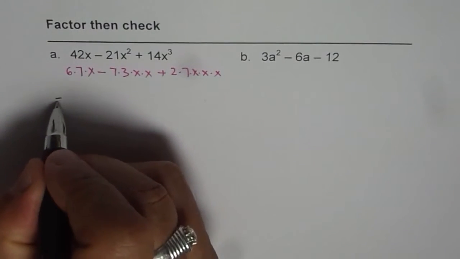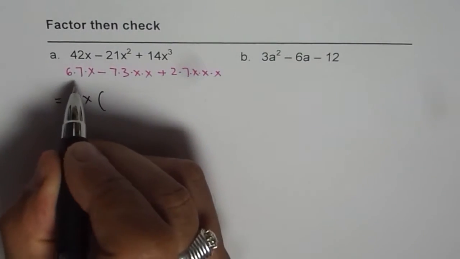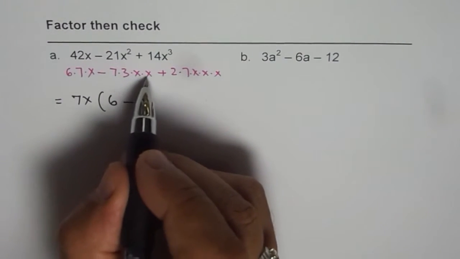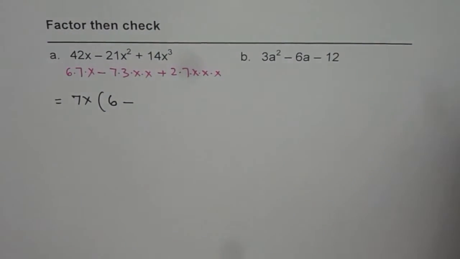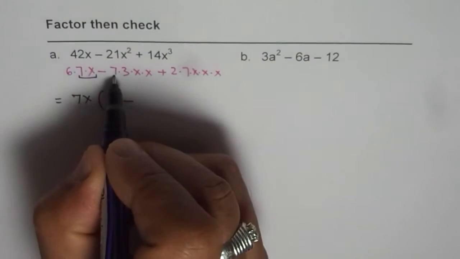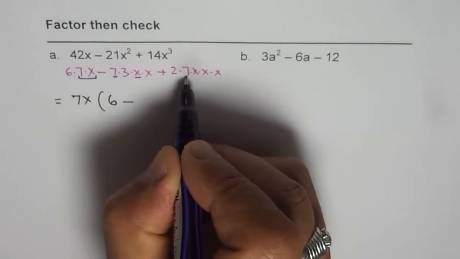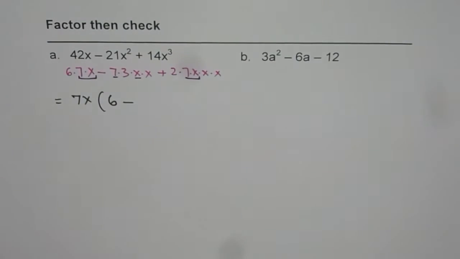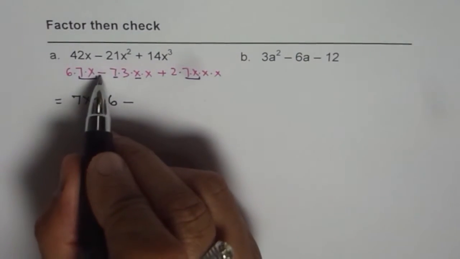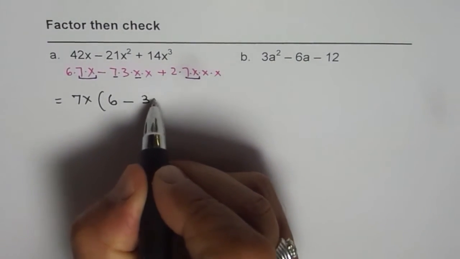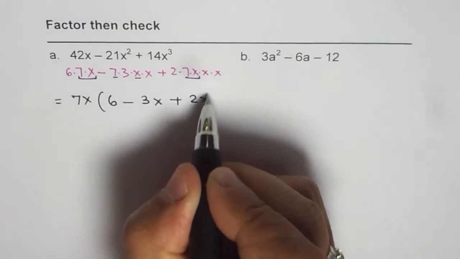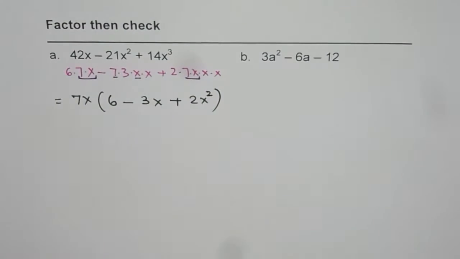So we can factor out 7 and x, and we are left with 6 in the first term minus 3x, right? So what we are doing here is we are factoring out 7 and x from here, and then 7x. So the rest of the terms we'll write within the brackets. We are left with 6 here minus 3x plus 2x squared. So that is how we factor.